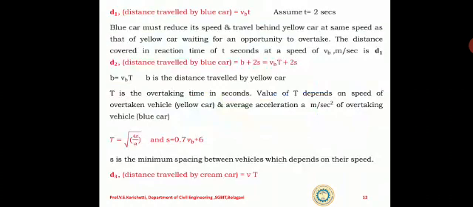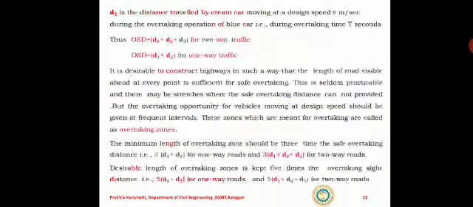Now the last one is D3, the distance traveled by the cream car, that is V into T. It is the distance traveled by the cream car moving at the design speed V meter per second during the overtaking operation of the blue car, that is during the overtaking time T seconds. That is very important, and here you have to take the most care with D3. While calculating D3, you should take the speed of the fast moving vehicle into the overtaking time. Then concluding, we can write OSD equal to D1 plus D2 plus D3 for two-way movement traffic.